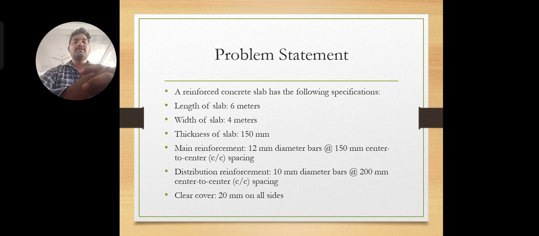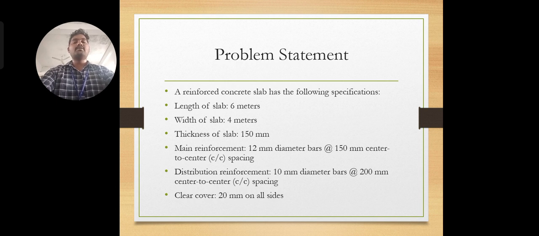Now, if you want to estimate the quantity of steel in the slab, first we should know the dimensions of the slab, L, B, H, that is length, breadth and thickness. Similarly, the center to center spacing is needed and the clear cover is also needed. We should also know what type of bars exist in the slab. That is given in the problem.